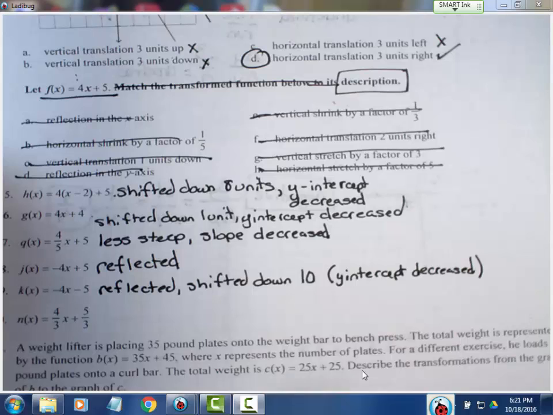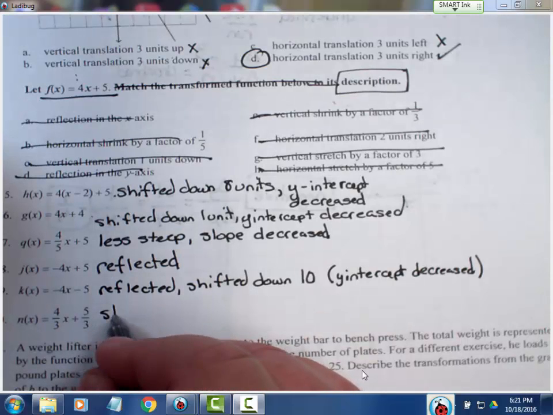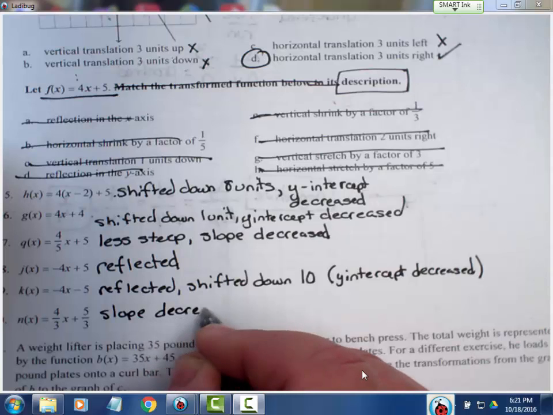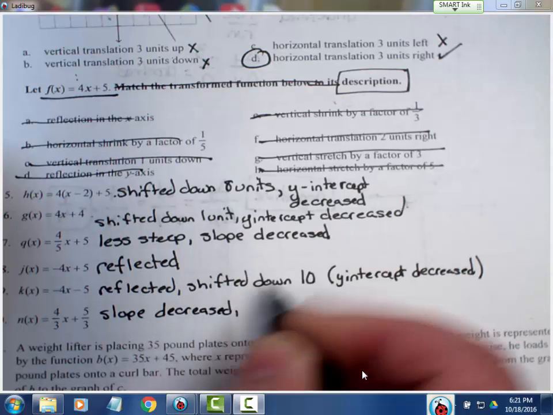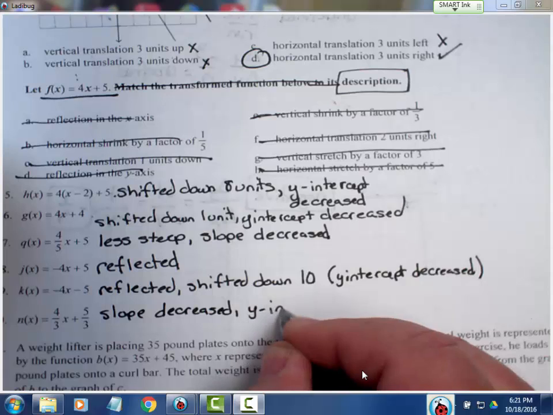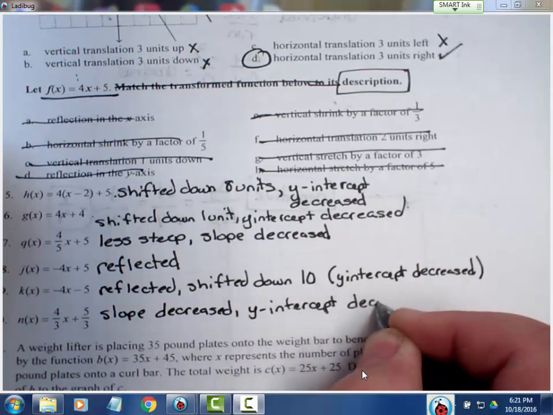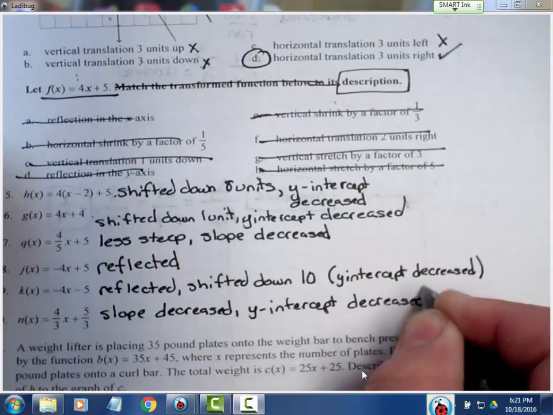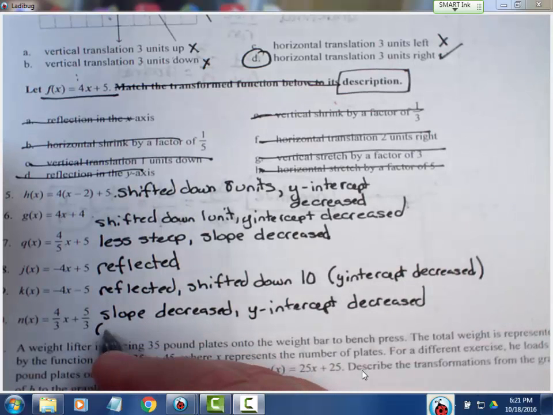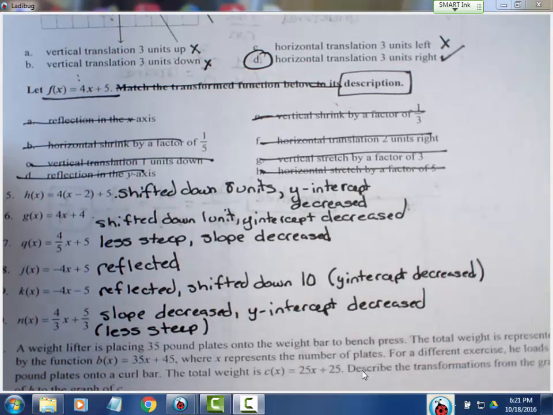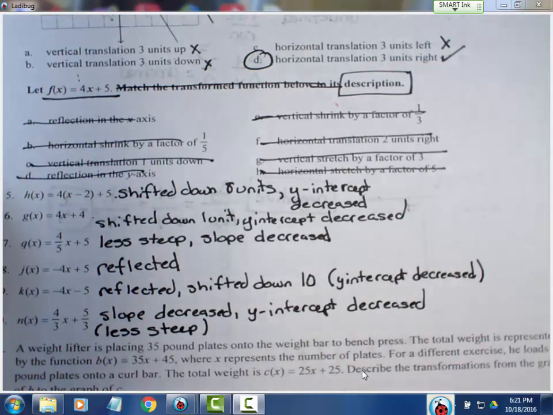So this one, the slope decreased, the y-intercept decreased, or we can say here instead of slope decreased, it's less steep. Okay. And I just can't count the y-intercept, so I'm just going to leave it at y-intercept decreased.